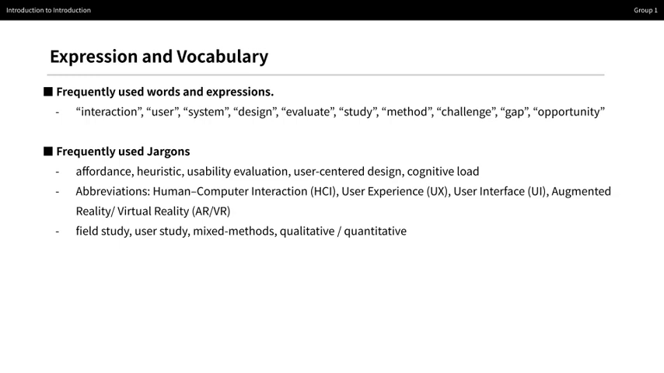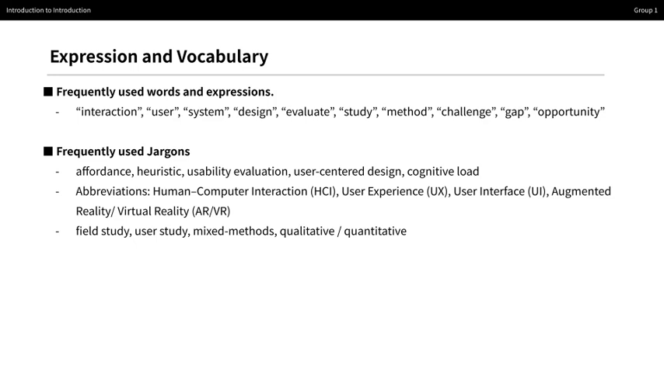Now I'll talk about the kinds of expression and vocabulary that are typically used in HCI introductions. First, we often see some frequently used words such as interaction, user, system, design, evaluate, study, method, challenge, gap, and opportunity. These are quite general academic words, but they appear again and again because they describe the core elements of HCI research. In contrast, we also find jargons or technical terms that only make sense within the HCI community.